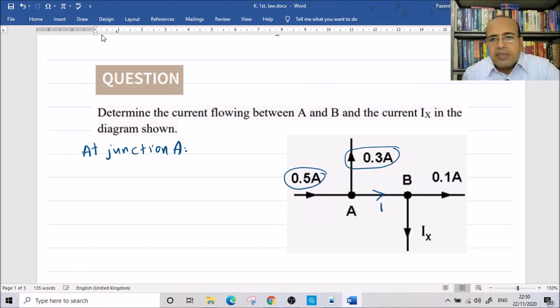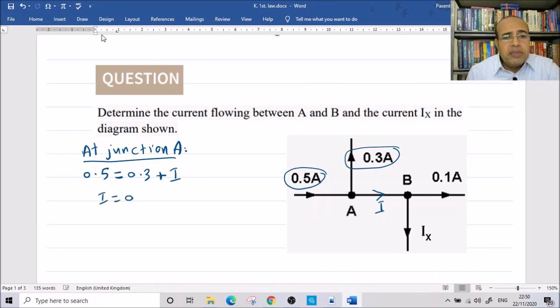Let this be denoted by I. So at junction A, the current in is 0.5, equal to the currents out, 0.3 plus I. From this equation, we shift 0.3 to the other side. So I equals 0.5 minus 0.3 equals 0.2 ampere. So this is the current between A and B.